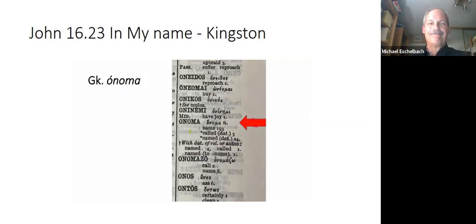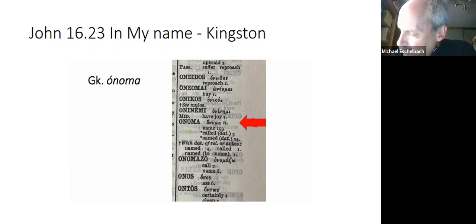So when I look for the reference in Young's Concordance, I see in the backside, as I showed, the Greek word is called onoma. Onoma. And they have listed a lot. It's called name, named, called, and with the dative, and so many things, and a lot of things I don't understand. So I request the professor to explain on that.